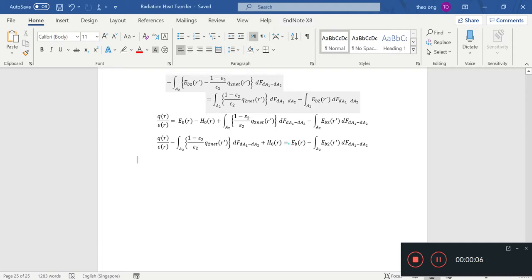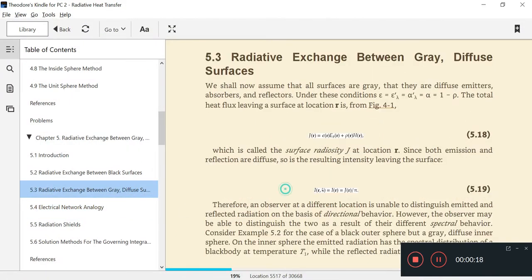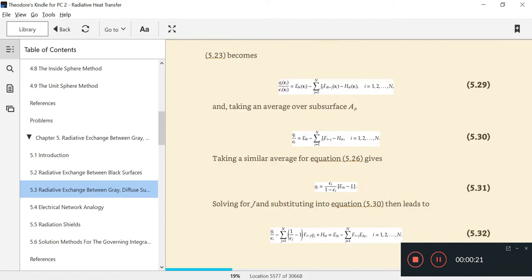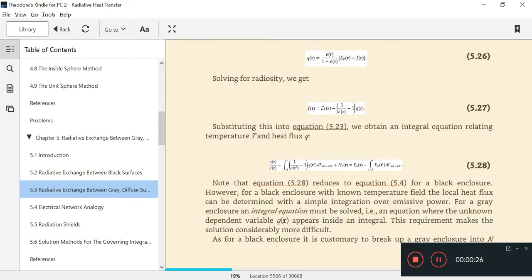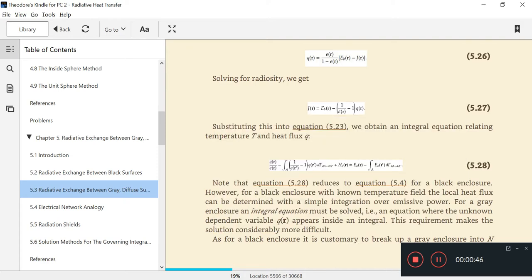So in the last video we were just talking about deriving some equations to develop heat flux in terms of temperature for a gray surface. Now as you might have already noticed, it's still pretty challenging to get an explicit relation for heat flux, as we've seen in this paragraph, say for a gray enclosure with an integral equation that must be solved, where the dependent variable QR appears inside the integral, it makes it very difficult to obtain a solution.